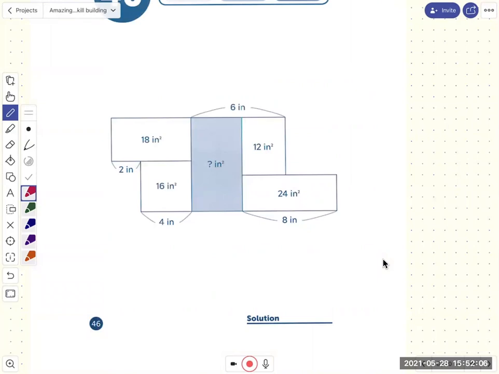Okay, and so a lot of times, where's the first thing I can get? So it looks like there's a couple we can get right away. So 24 with a width of 8 has a height of 3. And 16 with a width of 4 has a height of 4. So 4 and 3.